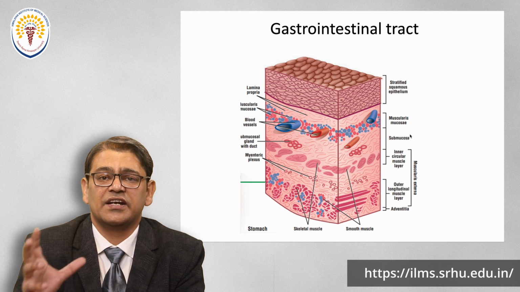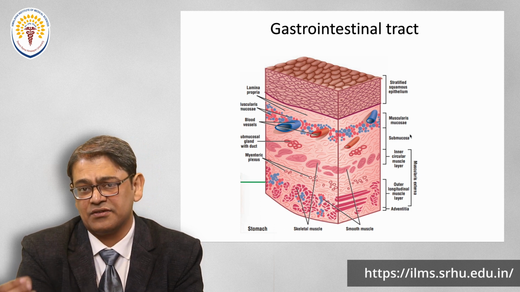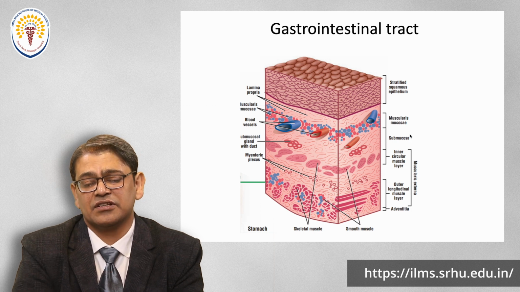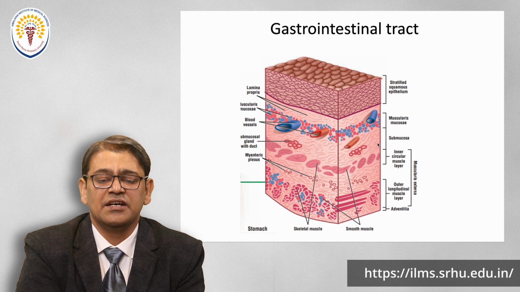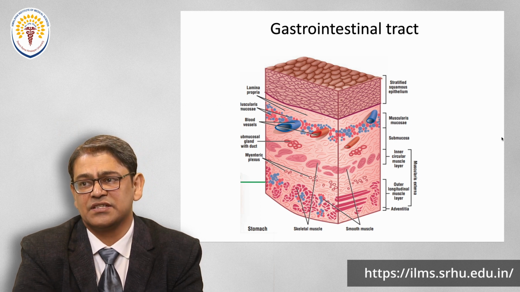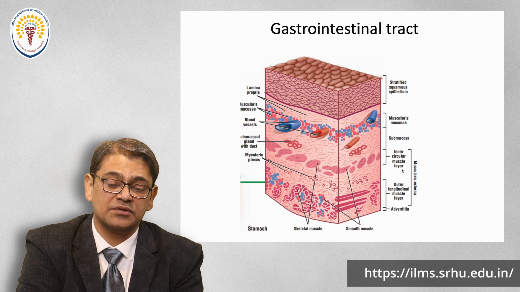In this whole process of secretion and absorption, the body needs a lot of ATP, and for ATP, of course, blood oxygen is required, and for blood oxygen we need a very high vascular supply in the GIT. To serve that purpose, the submucosa has many blood vessels. Now we come to the outer layer.